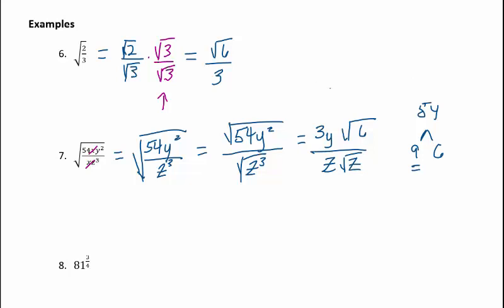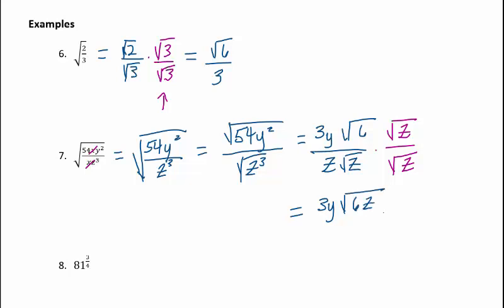But just like the last example, we don't want any radicals in the denominator. So to eliminate the square root of z from the denominator, let's multiply by the square root of z over itself. And we're left with 3y, and then square root of 6 times square root of z. Let's combine those radicals and we get square root of 6z in the numerator divided by z times, altogether, square root of z times itself is just another z. So we have z times z, or z squared, in the denominator.